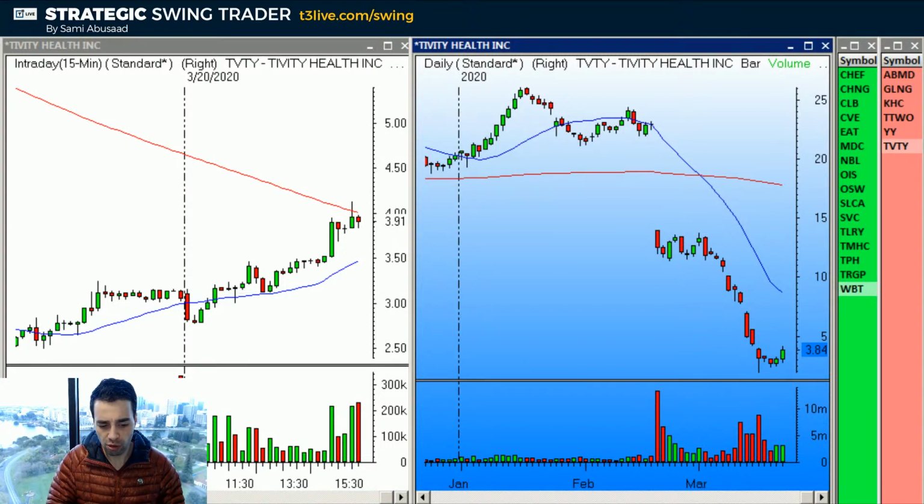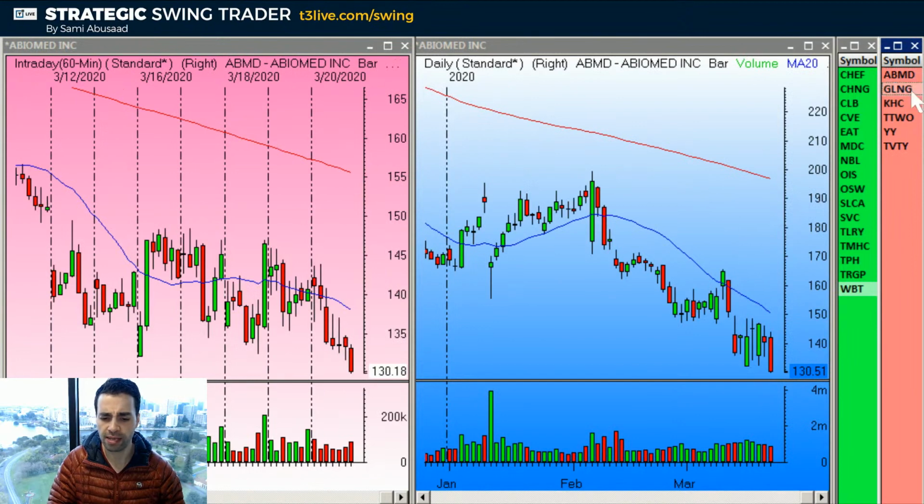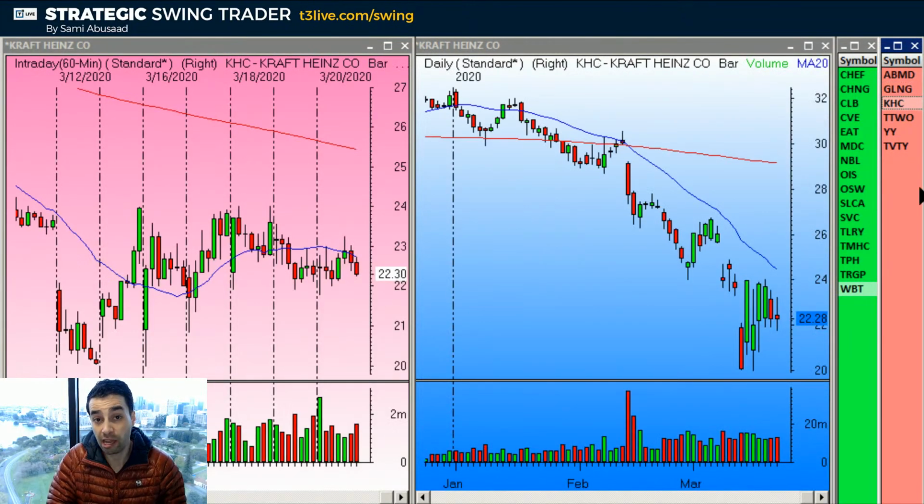So long. Notice what I look for is a transition on the hourly chart or acceleration on the daily, one or the other. So that's a transition on the hourly chart. At any rate, let's continue with the list. So I like ABMD, GLNG not as much. KHC I like also.